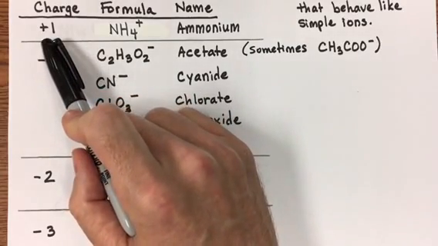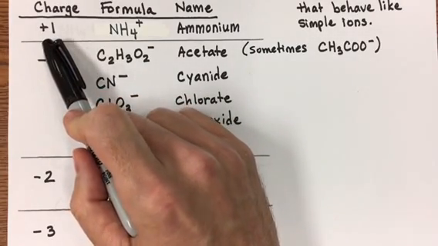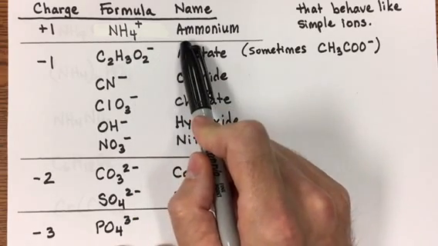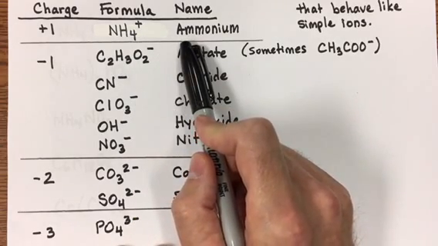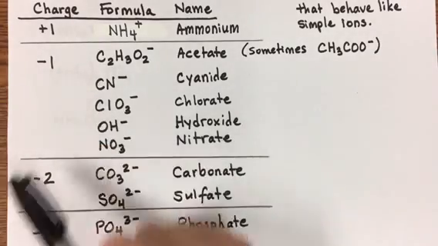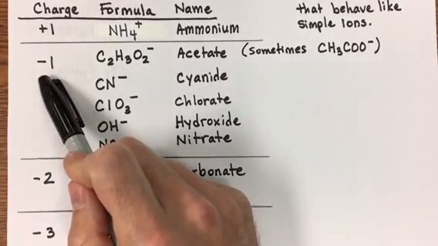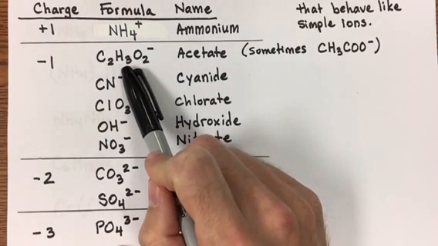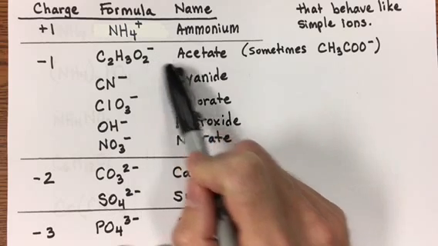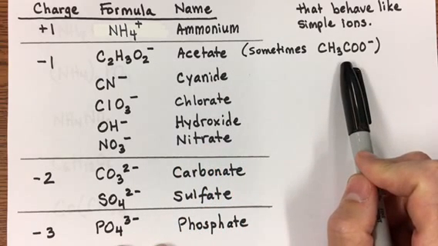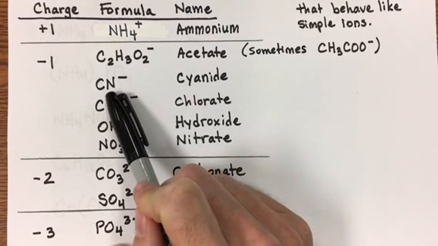There's only one that's positively charged, and it has a positive 1 charge. Its formula is NH4 with a positive 1 charge, and it's called ammonium, not ammonia, which is something different. The next 5 are -1 charges, and the first one is C2H3O2 with a -1 charge. It's called acetate or acetate ion. It's sometimes written as CH3COO.